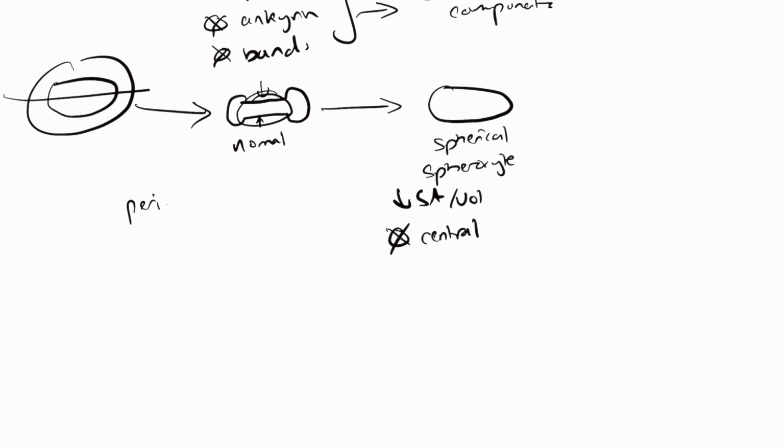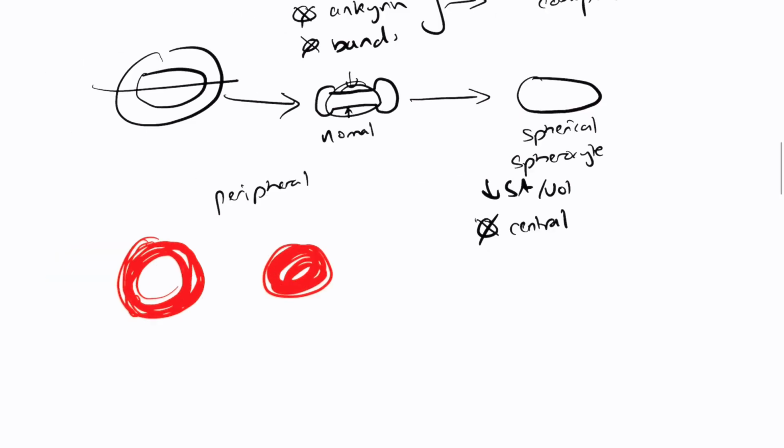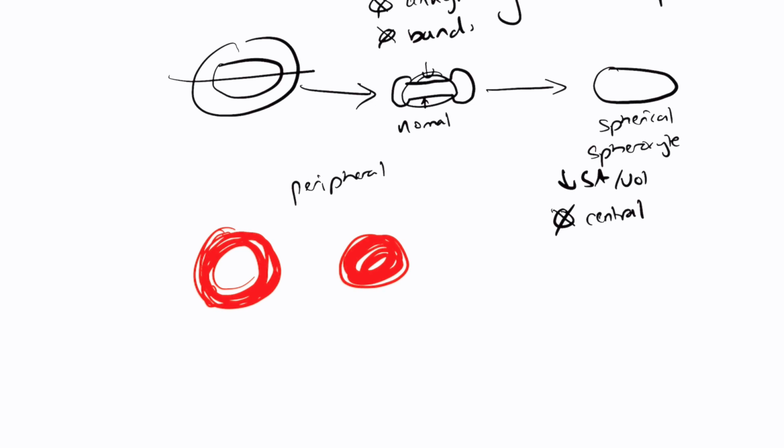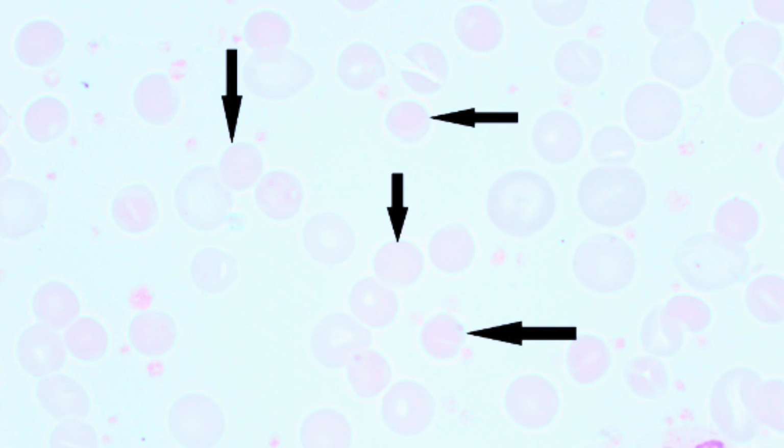On a peripheral smear, normal red blood cells have a central pallor. I'm going to try my best to draw it in here. This central pallor is because of the biconcave shape right here. So that's a normal cell. On a peripheral smear, this would be a spherocyte. I would encourage you to look at it in your First Aid. Okay, so this is a spherocyte.